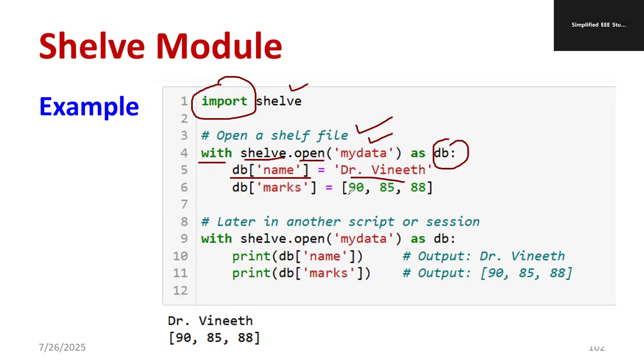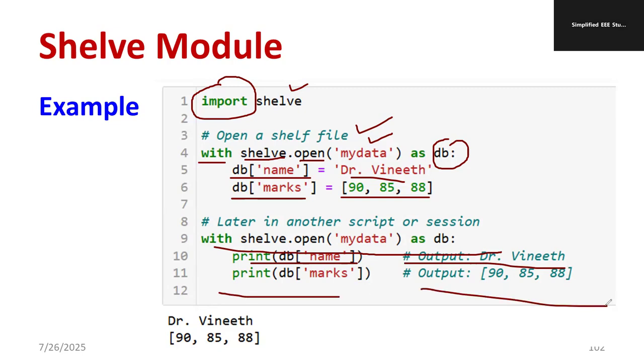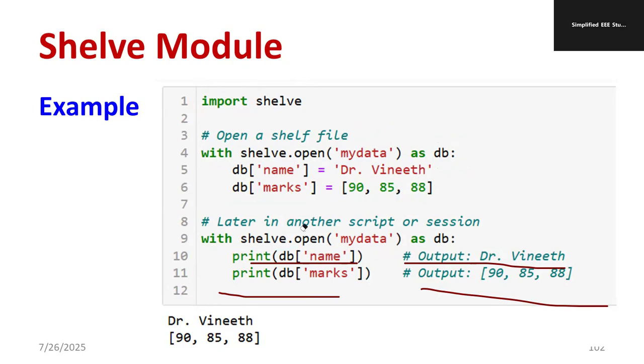db of name, my name I am going to put. db of marks, I am going to put my marks. For another session, if I want to open it again, I use with shelf.open of my data as db, in short form. If I print the name, I'm going to get the name. If I print the marks, I'm going to get my marks. It will be in a better presentable way. That is the importance of the shelf module. It gives a dictionary-like interface so that anybody who wants to look up an object finds it very easy. The object can be easily traceable. That is a peculiarity of this method.